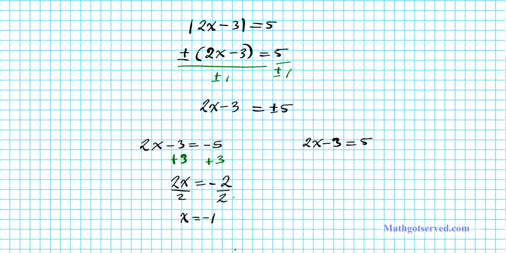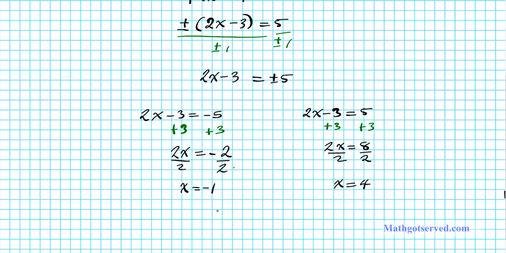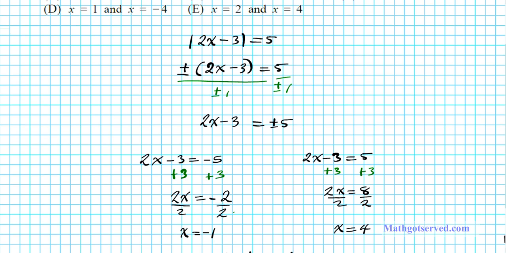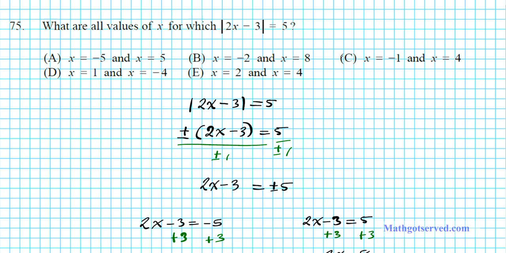And then the other one, you solve this. This is also a two-step algebraic process. Get rid of the 3 and then the 2. So we add 3 to both sides: 2x equals 8. And then divide both sides by 2. x equals 4. So our solutions are x equals -1 and x equals 4. These are the boundary points for this absolute value equation. So we can clearly see that our answer is option letter C.